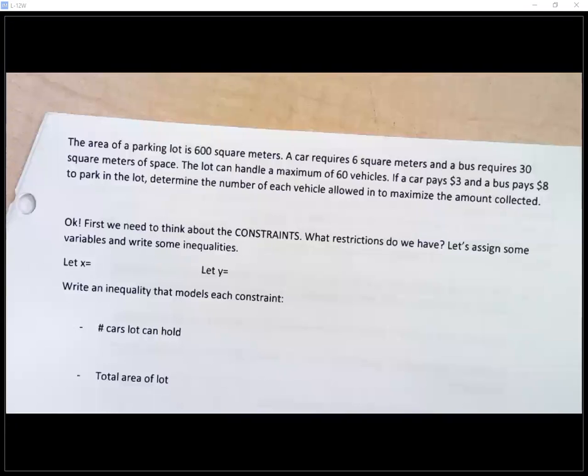I don't have an infinite amount of space, right? I only have as much space as my yard provides. So let's assume it's 600 square meters. There's some rule that I can only have 60 vehicles on my yard at a time. Okay, cool. So that's another constraint. I can only have a maximum of 60 vehicles, and I only have 600 square meters to begin with. Also, could I have negative cars? No. So I'm not going to have negative cars or buses, and I need to take that into consideration too.